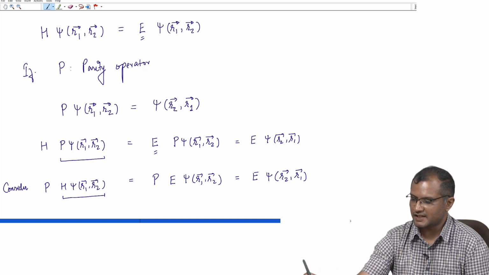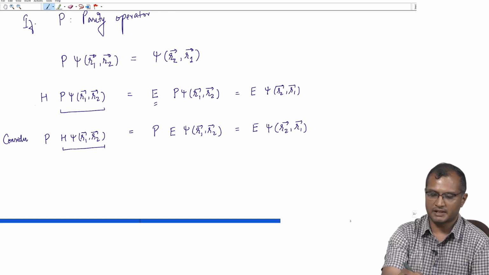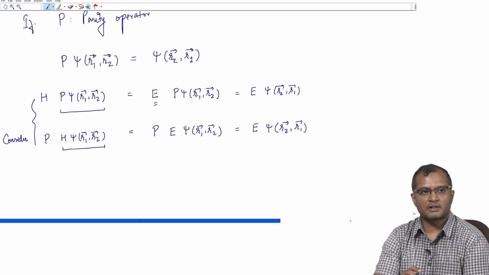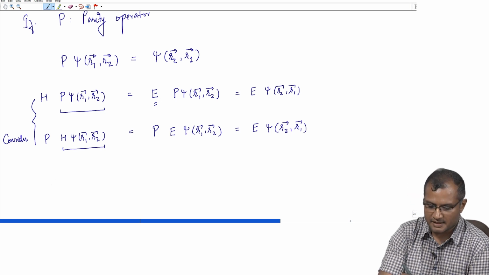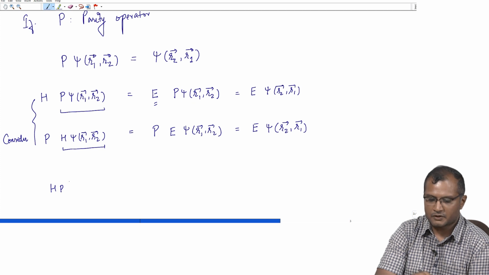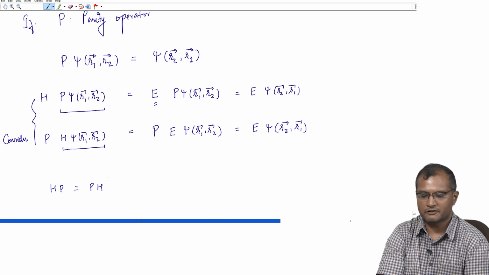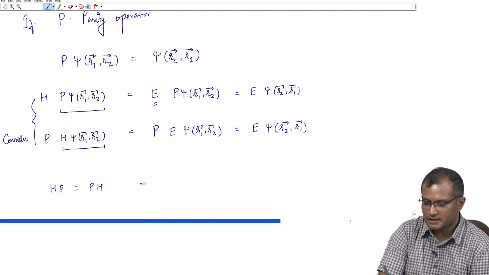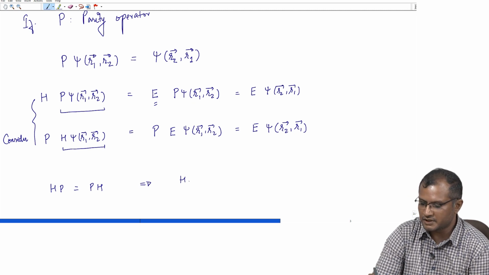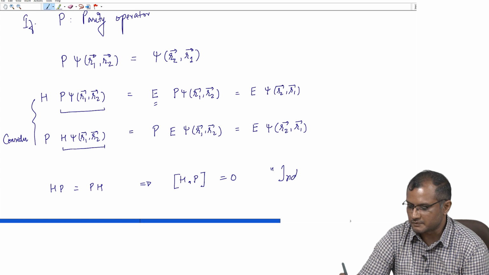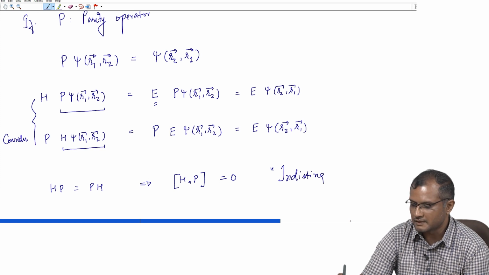So, if these two are the same, by looking at the left hand sides, I can say that my Hamiltonian operator commutes with the parity operator. The product of these two operators is the same as the product of P and H, implying that the Hamiltonian commutes with the parity operator for our identical particle system, or indistinguishable particles.